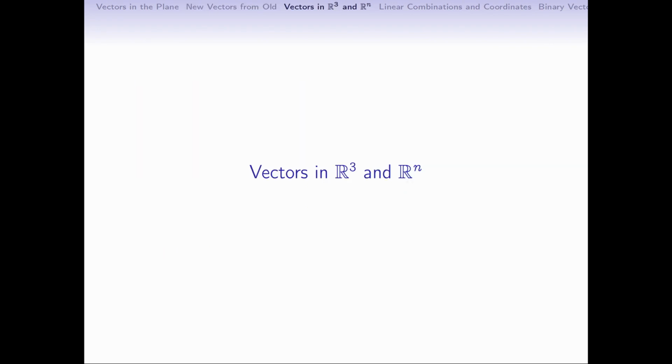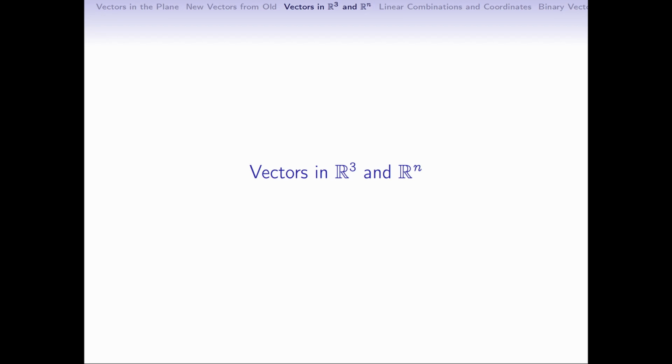This next subsection is entitled Vectors in R3 and Rn, in other words, three-dimensional Euclidean space, and in general, n-dimensional Euclidean space. And what we'll find is that all of our notions that we've developed in two-dimensional space will have natural analogs in three and in general n-dimensional space. So in particular, vector addition and scalar multiplication will look exactly the same. They'll have natural analogs.